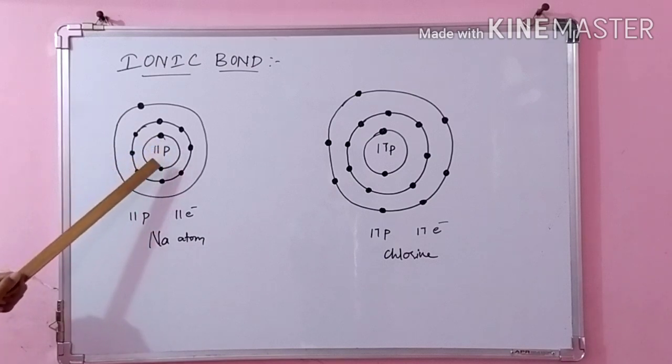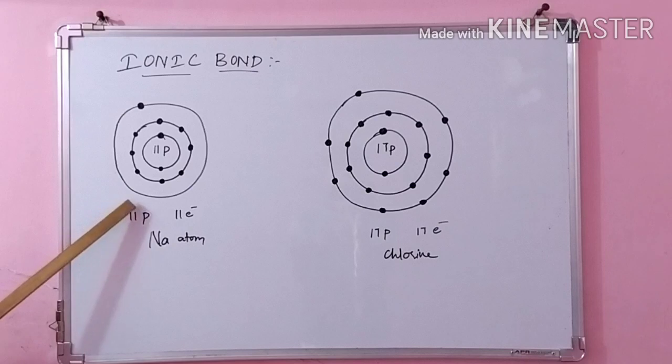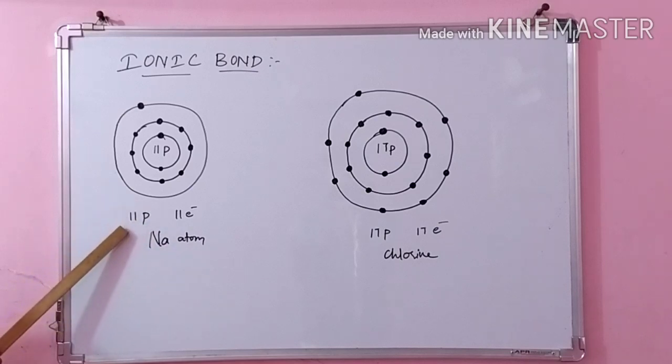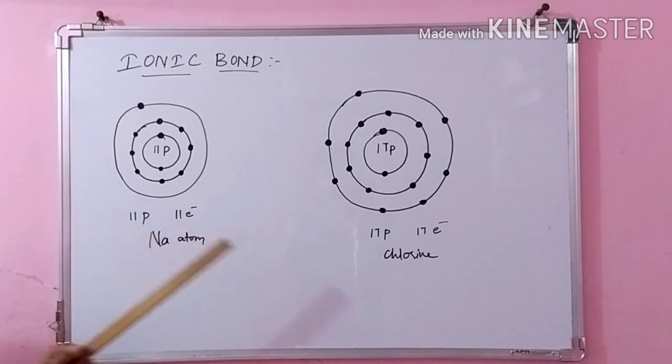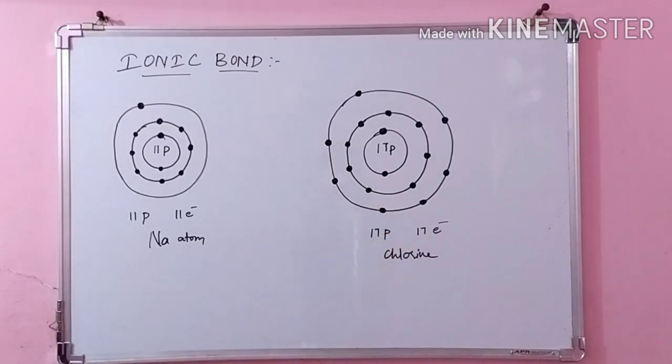So here protons have been written. Sodium will be having 11 protons and 11 electrons, isn't it? Atomic number of sodium is 11, so it will be having 11 protons and 11 electrons. Here chlorine, its atomic number is 17 and it has 17 protons and 17 electrons.